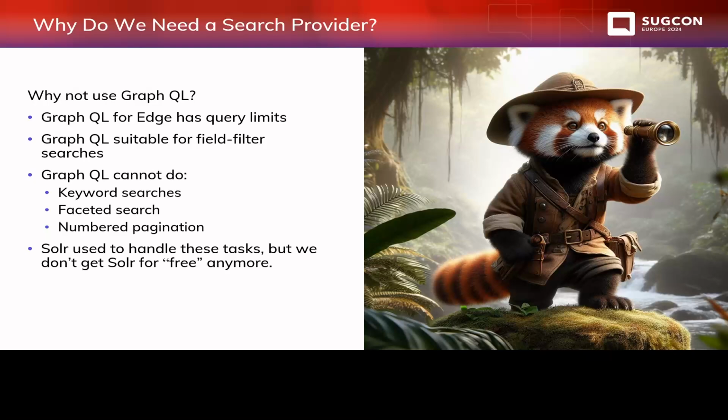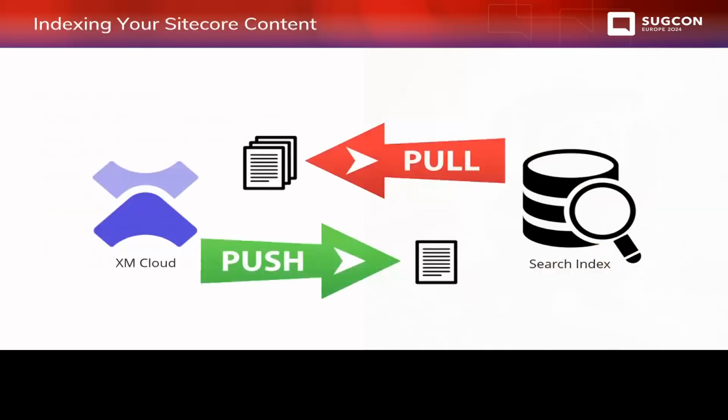So in Sitecore XP, we used to use Solr to handle these tasks. And we got that for free. It shipped with the product. And the indexing all pretty much just worked out of the box. But we don't get that anymore with XM Cloud. Solr's still there, but we can't access it in our head app.